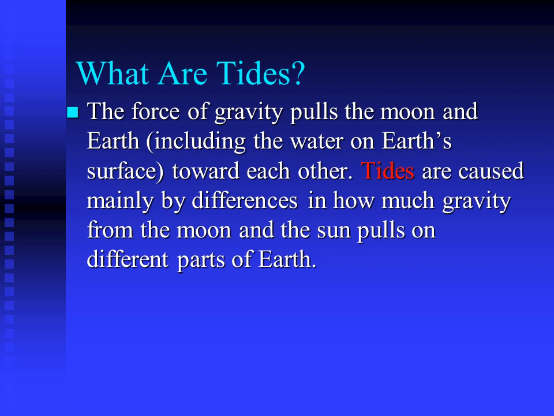The force of gravity pulls the moon and earth, including the water on earth's surface, towards each other. Tides are caused mainly by the difference in how much gravity from the moon and sun pulls on different parts of earth. Usually tides are because of the gravitational force of the moon. The moon pulls everything on earth, but compared to other objects, water is easily pulled, and that causes the tide.